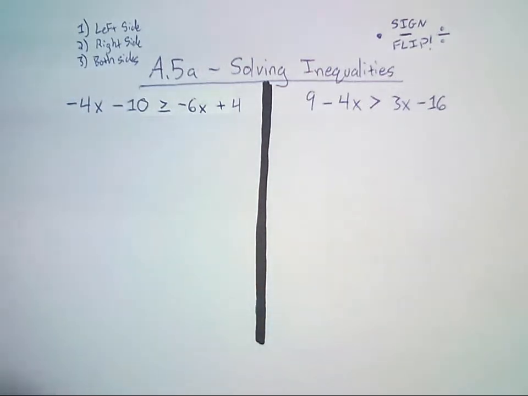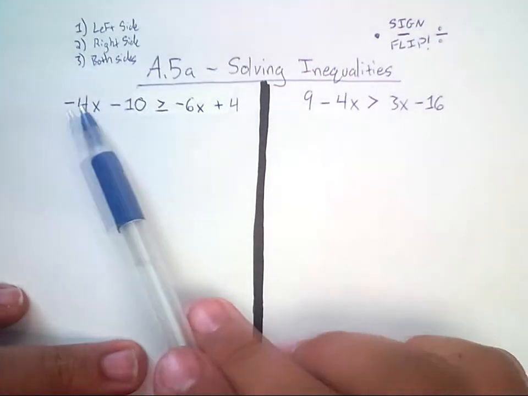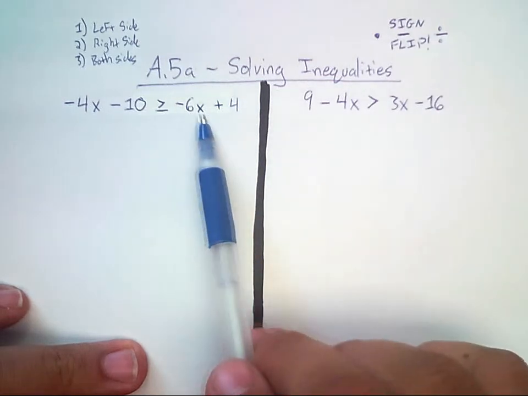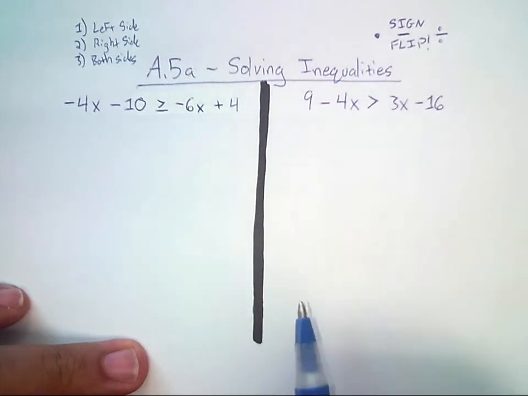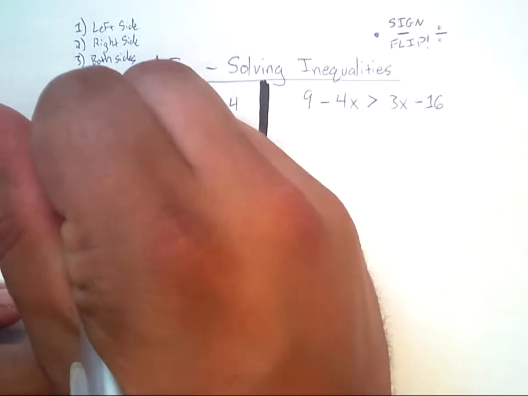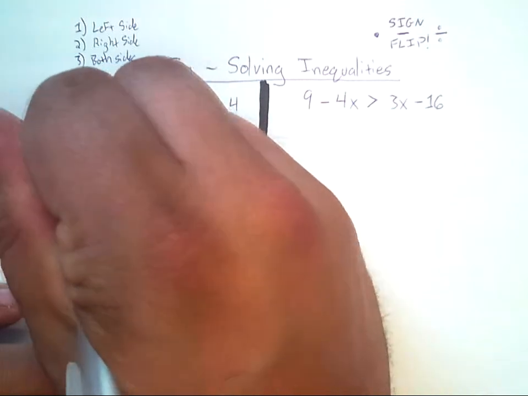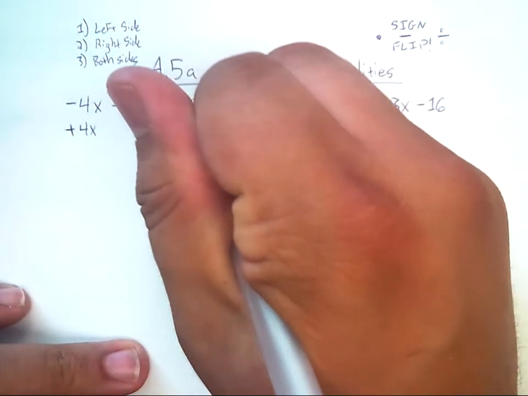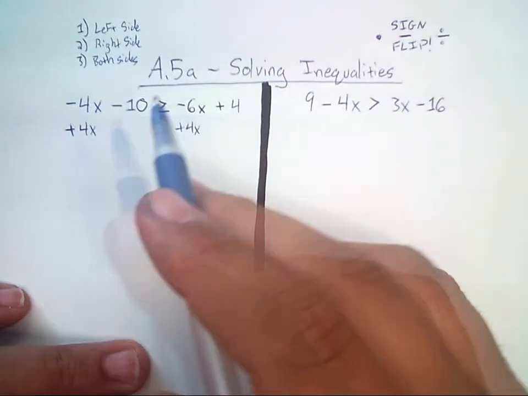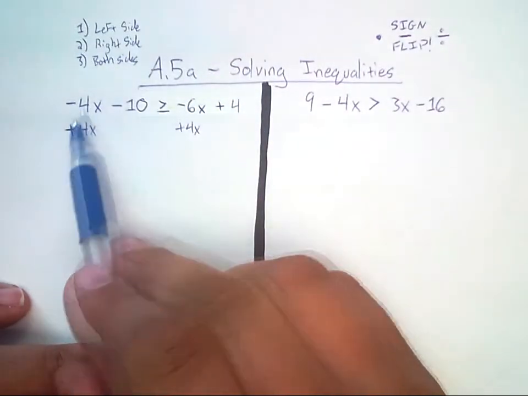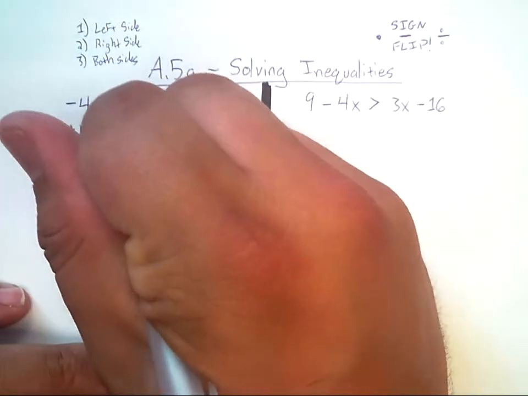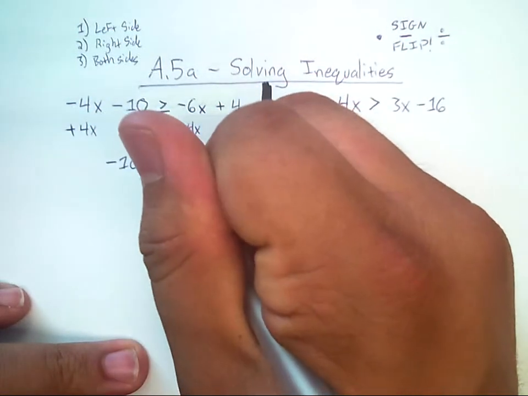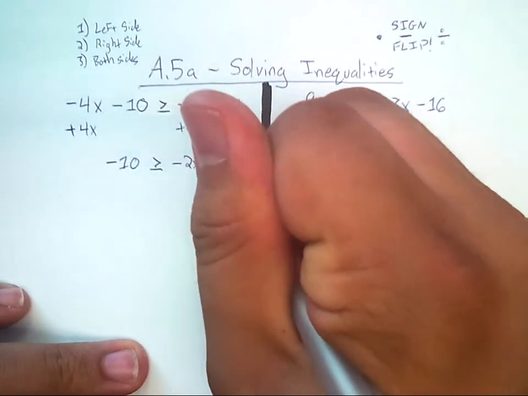So what we're going to do, take a look at our first inequality. We got negative 4x minus 10 is greater than or equal to negative 6x plus 4. Now, I'm going to be lazy about this and just go ahead and get rid of the 4x because it just showed up first. It doesn't matter which one I wanted to get rid of. I could have got rid of negative 6x as long as I did the opposite to cancel it out. So negative positive, that's going to go away. We're going to be left with negative 10 is greater than or equal to negative 2x plus 4.